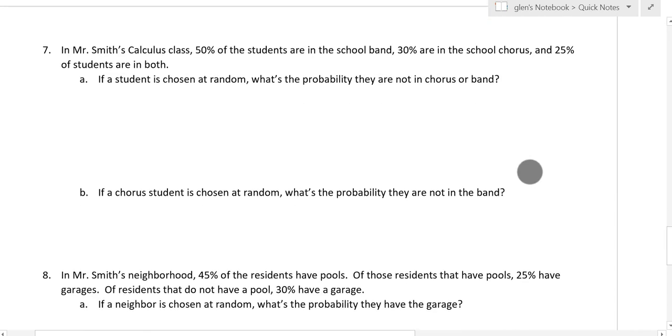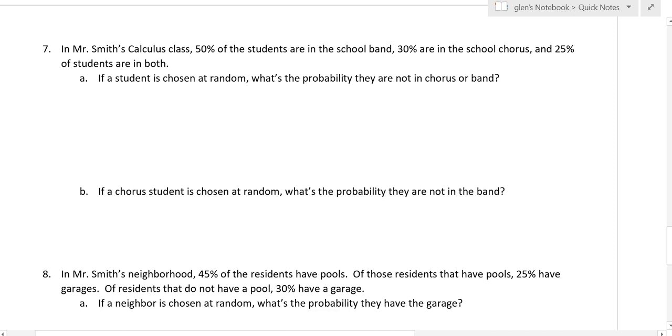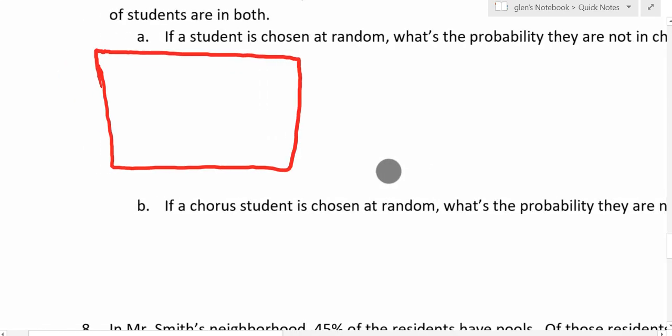So, 7 is absolutely, most definitely, a Venn diagram question. Because I'm telling you the intersection, how many are in the middle. All right? So we have band and we have chorus. And all we want to do is draw this Venn diagram. Can I zoom in on this? Oh yeah, let's make this big. Okay, here we go.